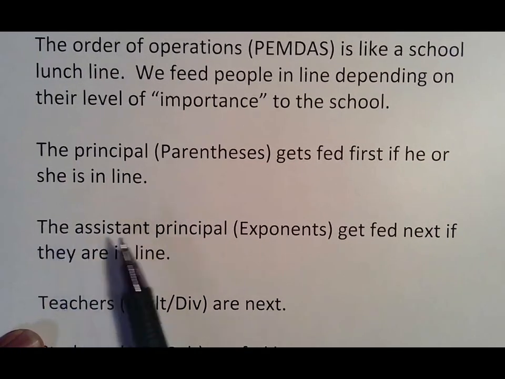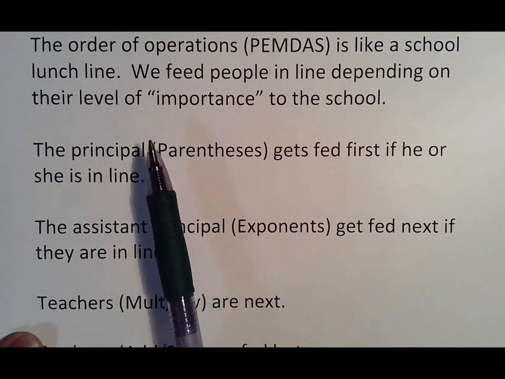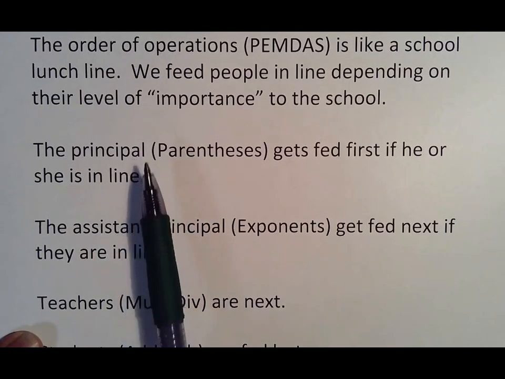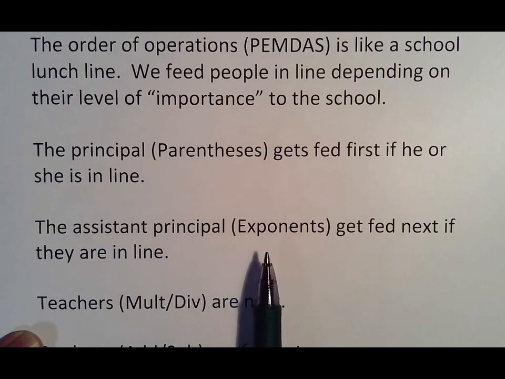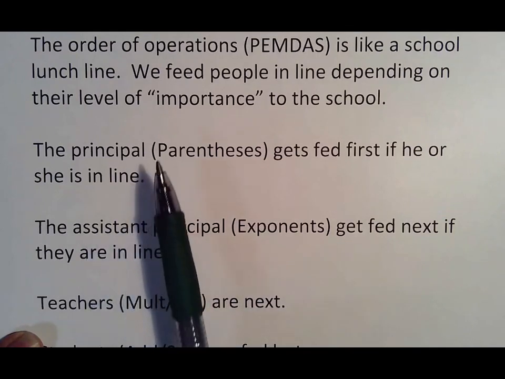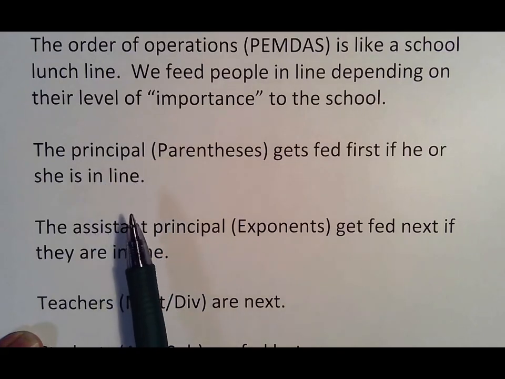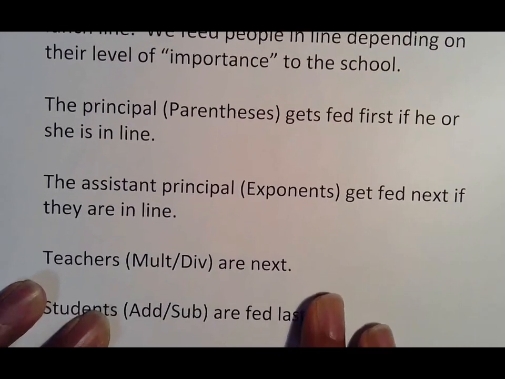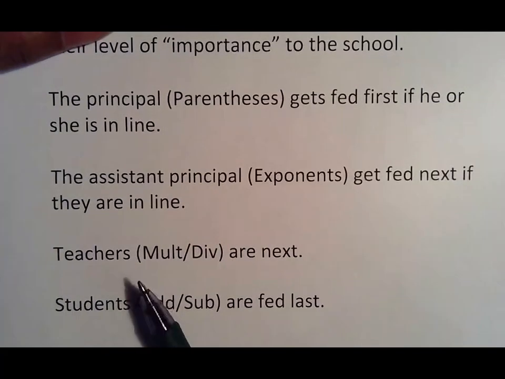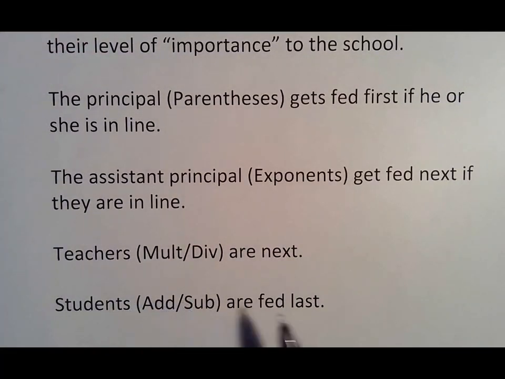We talked about how the assistant principal, who's not as important as a principal but more important than everybody else, those are exponents, they get fed next. So if the principal and assistant principal are in line, the principal gets fed first, the assistant principal gets fed next, and so on. Teachers, which represented multiplication and division, are after them, and students, which represented addition and subtraction, were fed last.